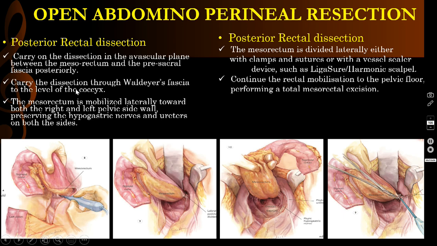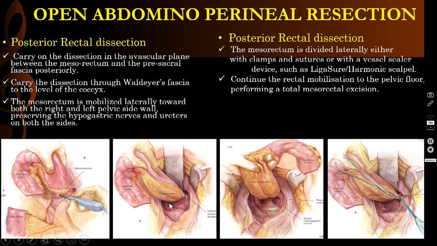So you have to carry the dissection through the Waldeyer fascia to the level of coccyx. So this Waldeyer fascia will be connecting the mesorectum with the presacral fascia. So you have to cut that Waldeyer fascia, then only you can go up to the coccyx here.